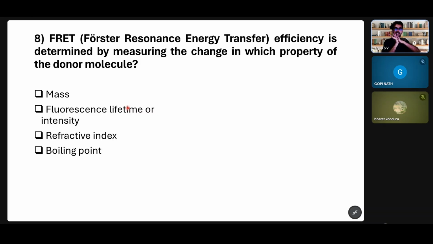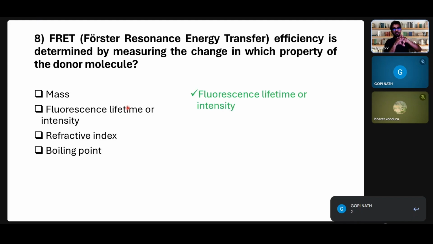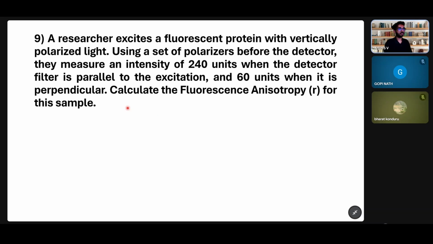So the question basically asks: the FRET efficiency is determined by measuring the change in which property of the donor molecule? So the options are mass, and so on. So basically it measures the change in fluorescence intensity or lifetime, and then it gives the FRET efficiency. So the MCQs are done. So I'll go on to discuss the numerical problems.